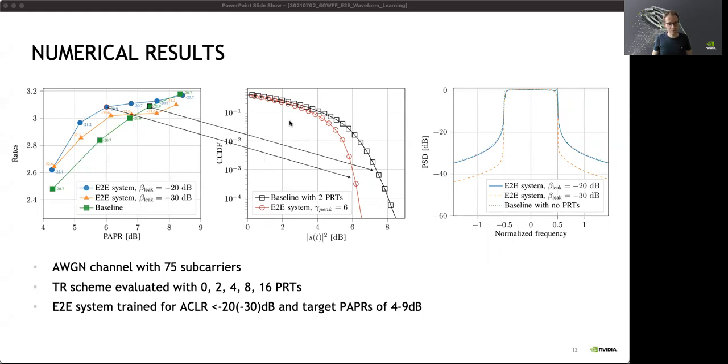Now in the center plot, you see the CCDF of the squared signal amplitude for the baseline in our scheme. So at this last operating point, so where our scheme has simply 1.5 dB less PAPR. And you can see that our training directly impacts the CDF of essentially the envelope of our signal. Okay, and on the top right plot, this is just to visualize the power spectral density of the various schemes so that you have an idea of how different ACLR values impact the spectral behavior.